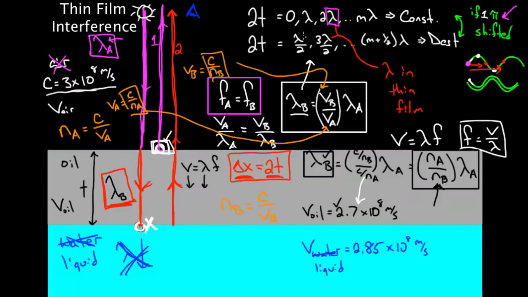So if we wanted to, this looks messy. I'm sorry about this, this looks horrible. We could turn this all into one super duper equation. Let's do that. All right, let's do this. So what do we know? We know for constructive, we should have 2t equals an integer, so m is 0, 1, 2, 3, times the wavelength in the oil or the thin film, but I don't want to solve for that every time. We already did it, so let's just write this.